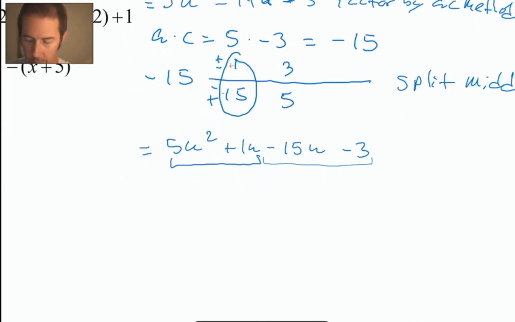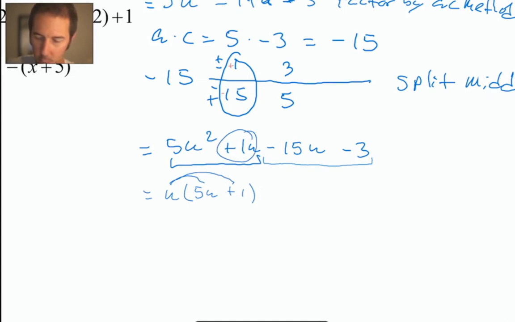All right. Now we'll factor out the GCF from our first group. That is a u. That's it. And the leftovers are 5u plus 1. We can confirm that by distributing. u times 5u makes 5u squared. u times +1 makes +1u.